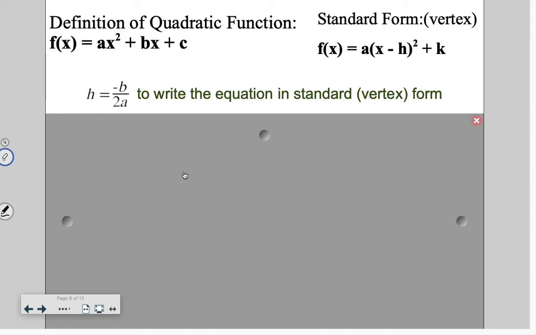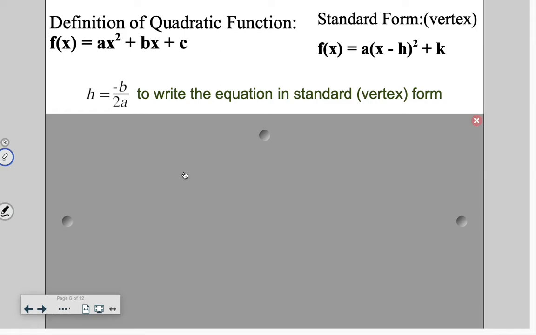By the way, where else have you seen this before? Quadratic formula, right? Algebra 2, same thing. If you remember back to the quadratic formula, opposite of b plus or minus all the square root stuff, then all divided by 2a. What do you find when you use the quadratic formula? X-intercepts.